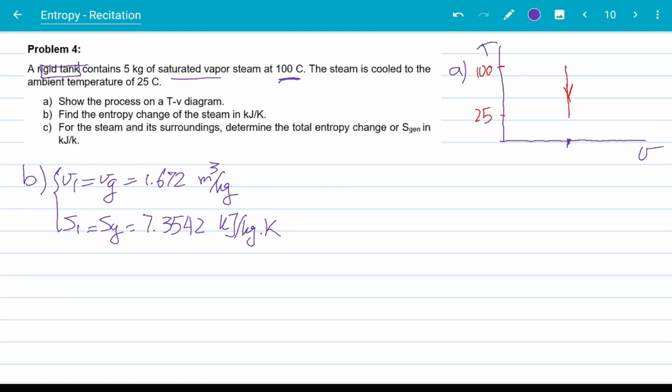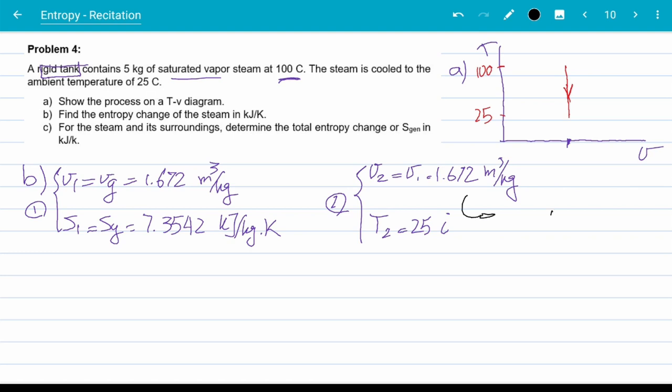Now, what do we know about the final state? We know that at the final state, as I mentioned earlier, volume has not changed. So specific volume 2 is again equal to specific volume 1, which is 1.672 meters cubed per kilogram. This time, however, the temperature is 25 degrees. So we are going to check the tables for 25 degrees Celsius. You will see that our specific volume is between saturated liquid and saturated vapor at 25 degrees Celsius. So we need to find quality.